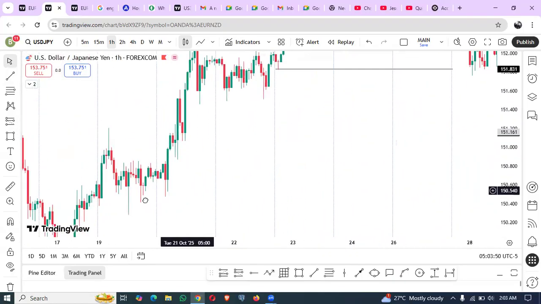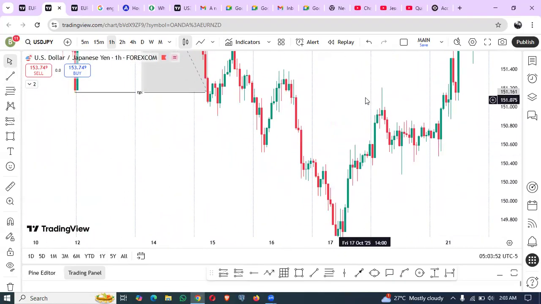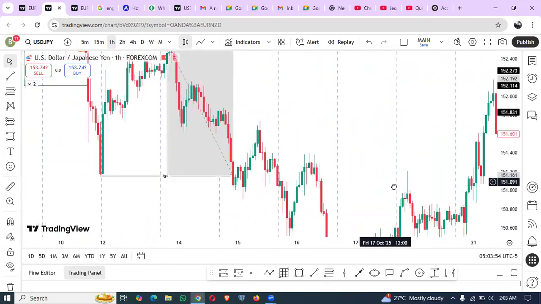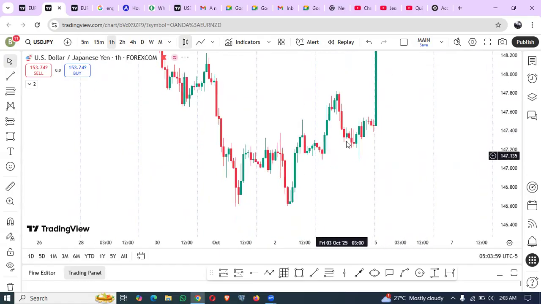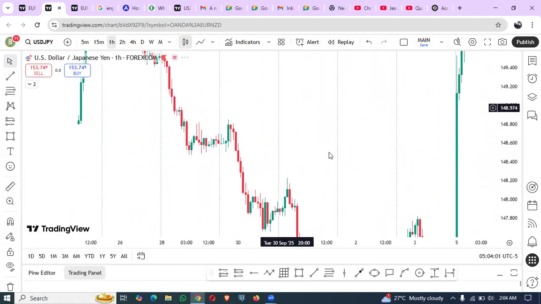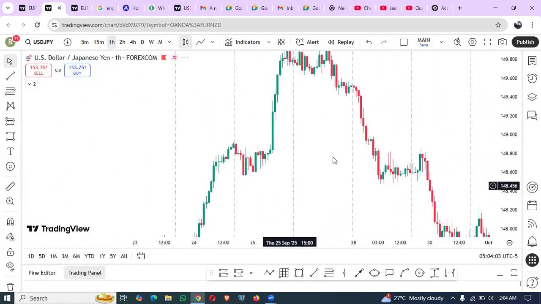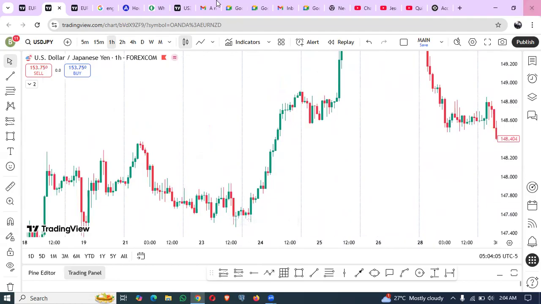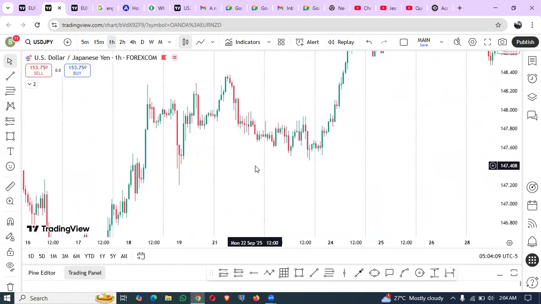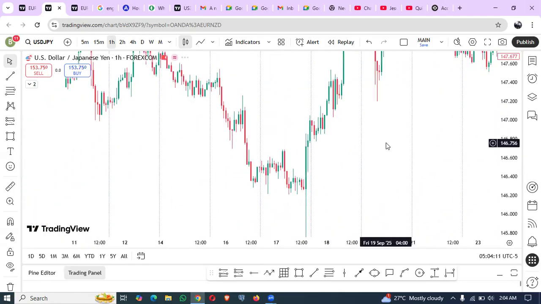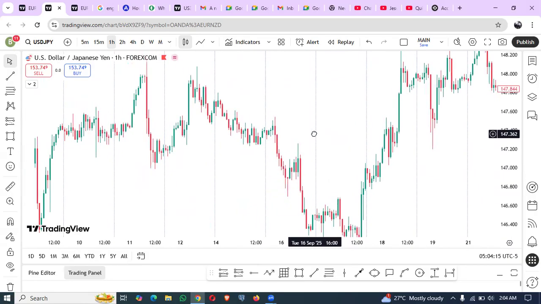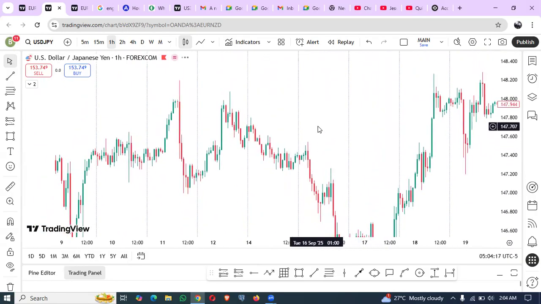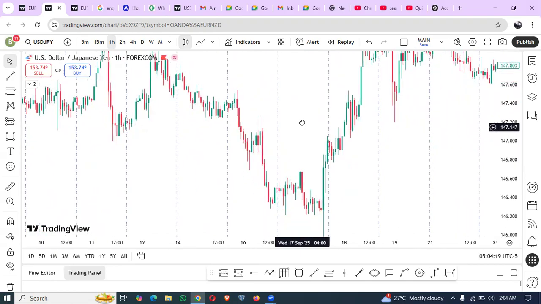Let me check. So now I'm doing this one on the higher time frame. Like I told us, you look for continuation patterns or continuation structure on the lower time frame. Then you look for reversal patterns on the higher time frame.